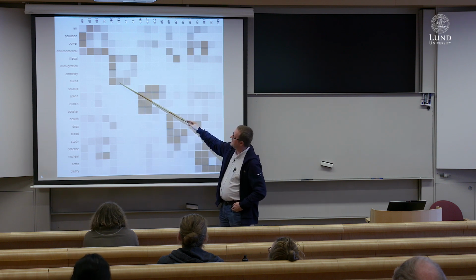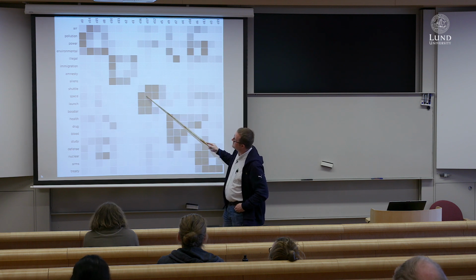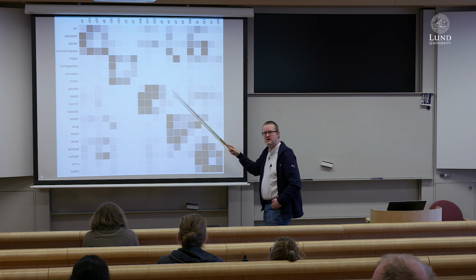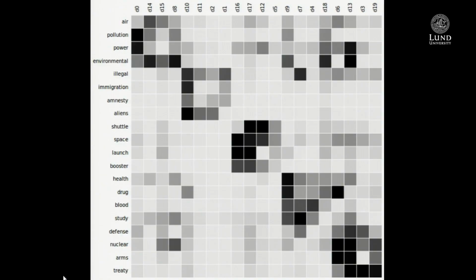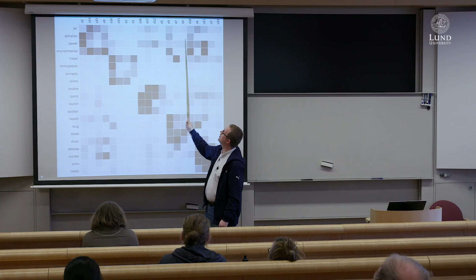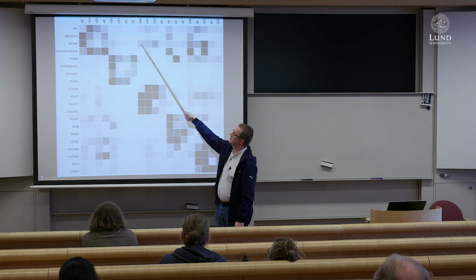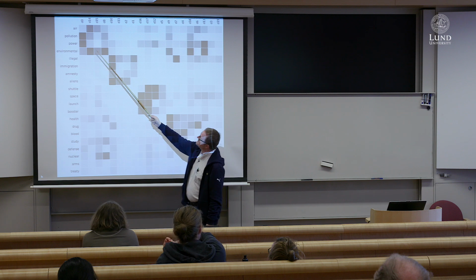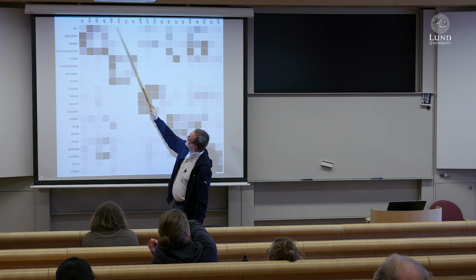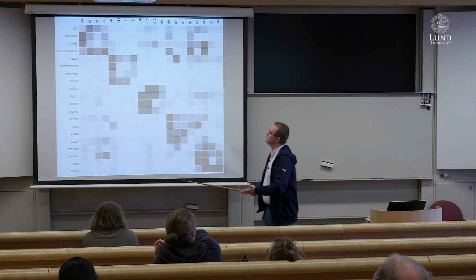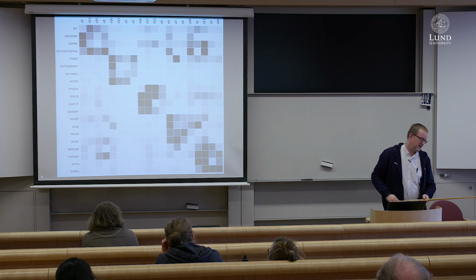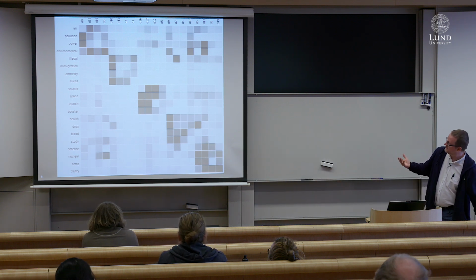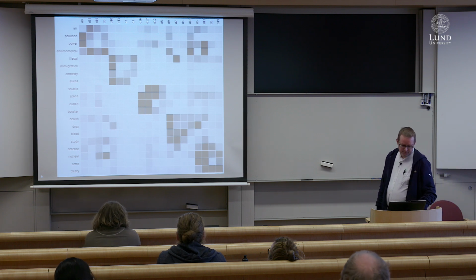Illegal immigration, amnesty, aliens, also quite similar. Shuttle, space, launch, booster, also similar in that sense. So we have achieved a grouping here of words that are similar in topic. And we also have a grouping of documents. We don't know what the documents are, but there probably could be some kind of labels on these. But now we know, for instance, that documents 0, 14, 15, and 8 probably form a group. So now we have achieved a grouping of both the words and the documents.